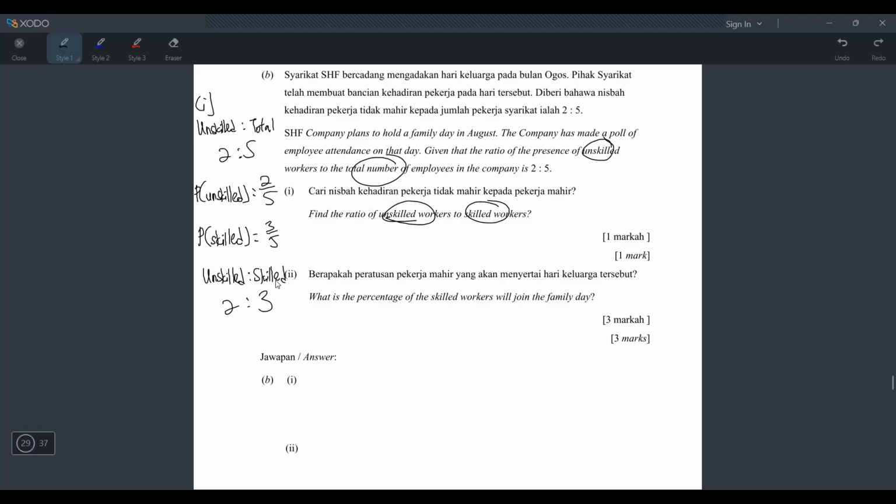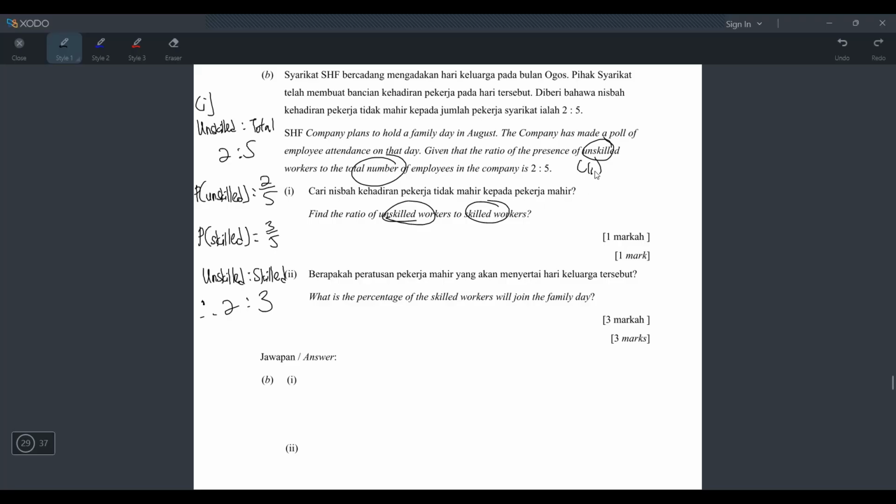Or I can explain using another way. Because unskilled is 2, total is 5, if you take 5 minus 2, you get 3, right? So the unskilled is 2, the skill is 3. Yeah, that's all. This is the answer, right? 2:3. All right, this is the answer.